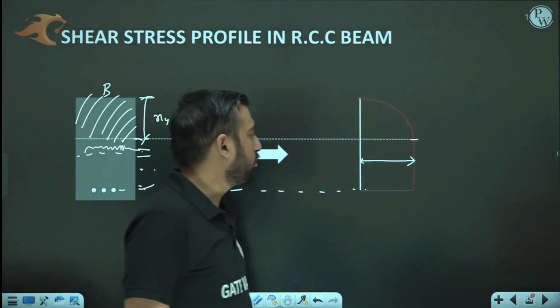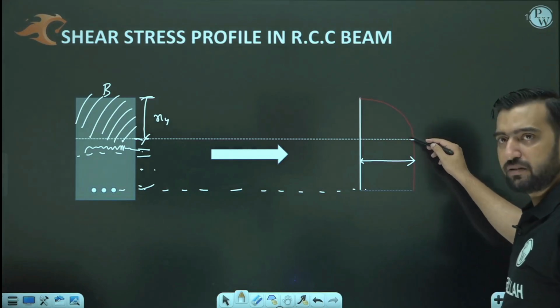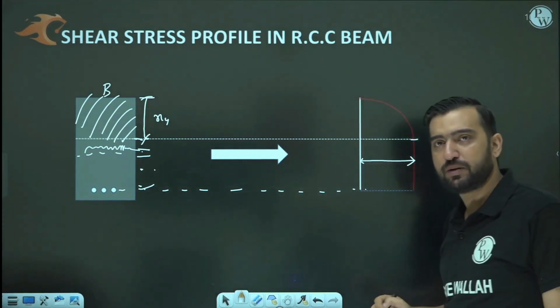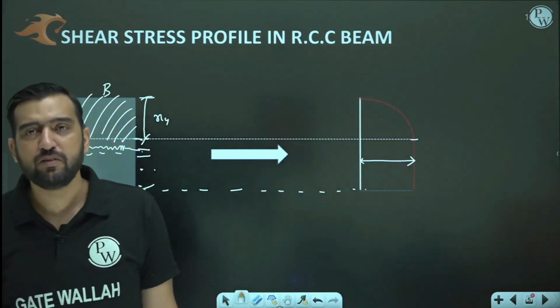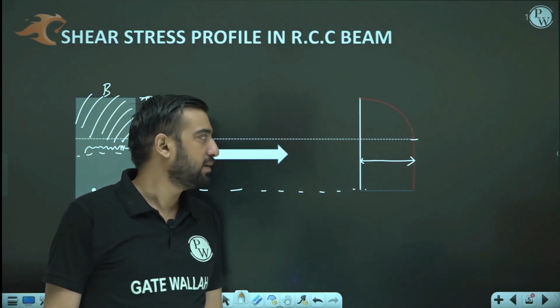So, how are you going to get that? The maximum value you can calculate at the neutral axis or anywhere between the neutral axis and the CG of the tensile reinforcement. That is for sure. Okay, you can calculate the maximum value anywhere between the neutral axis and the CG of the tensile reinforcement.